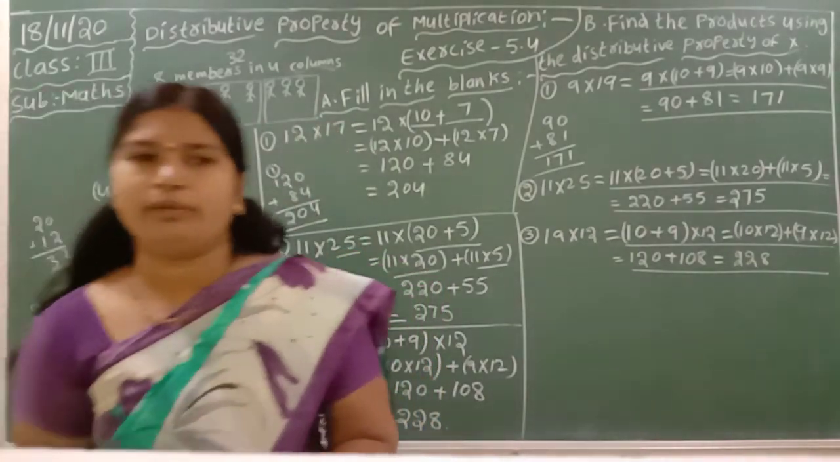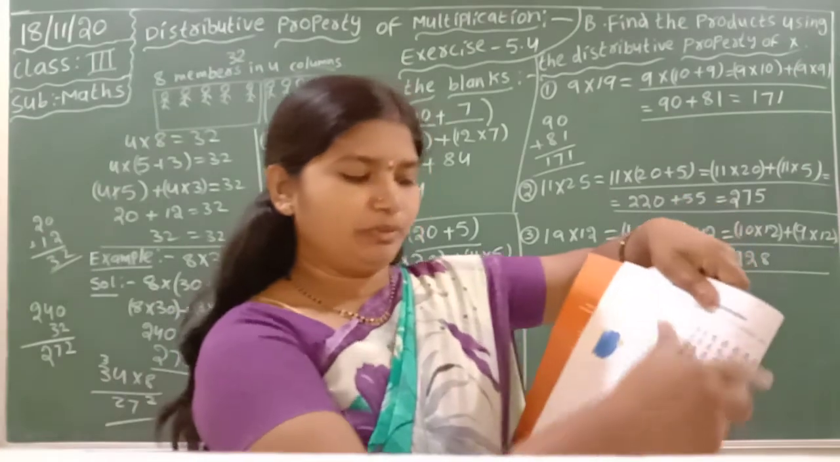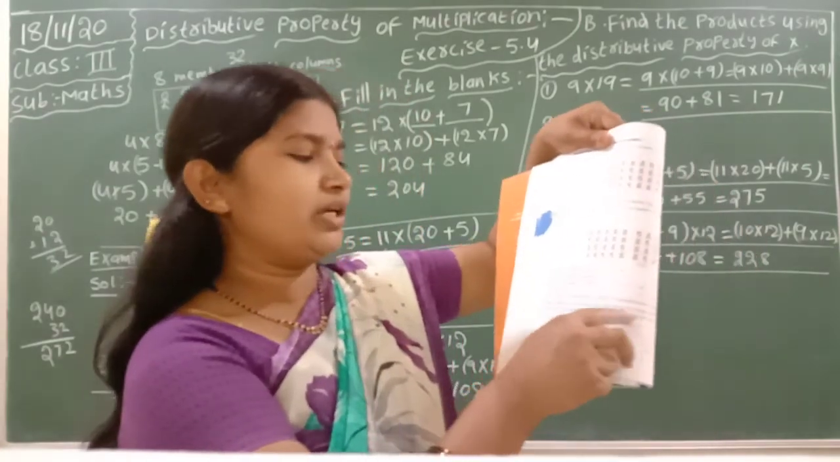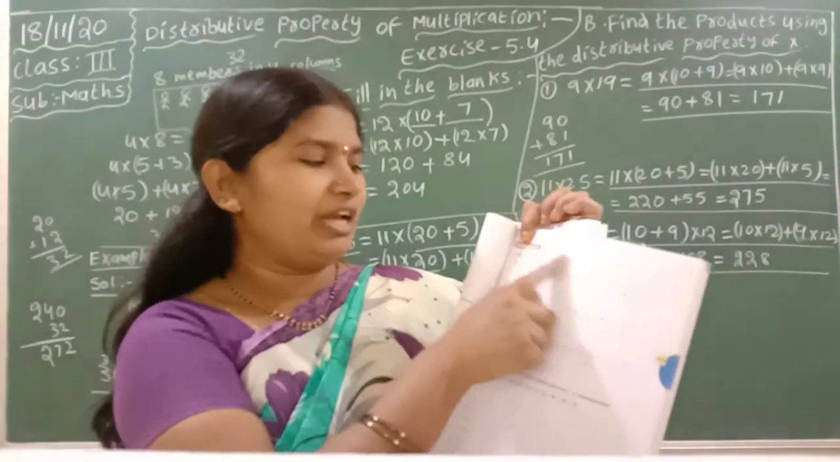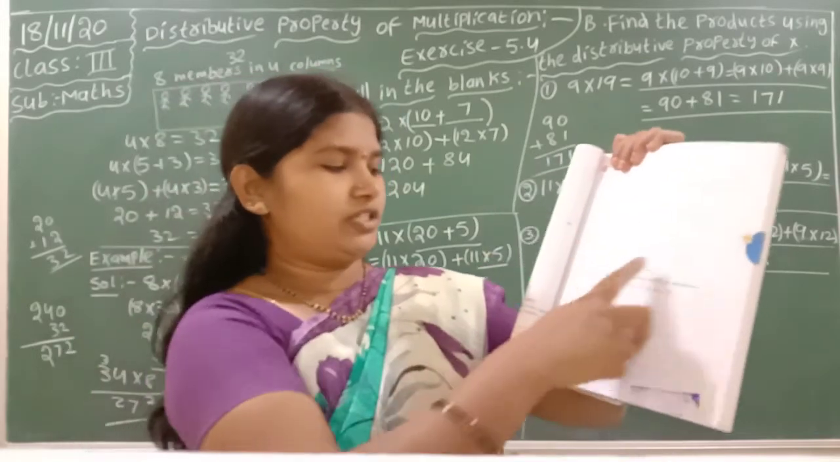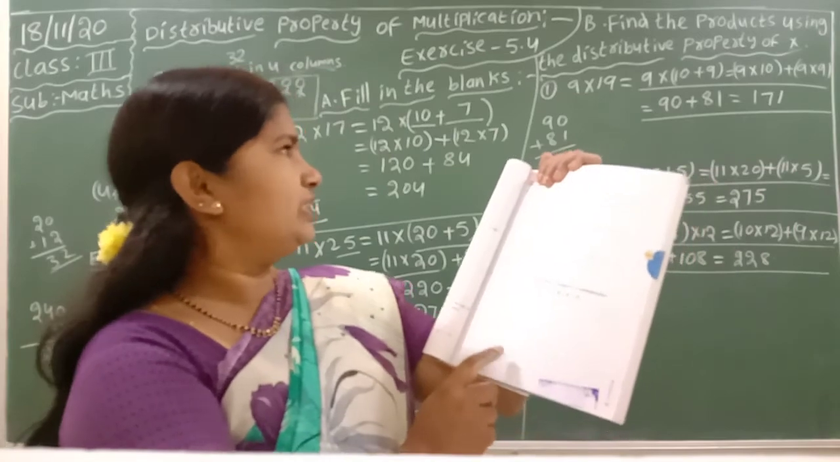Same like this, some more questions are there. See in your textbook page number 57, children. Here the distributive property is there. You have to copy this last line, which is called the distributive property. Next you have to do 5.4 in the textbook only. Here they given dashes. According to this you have to finish this one. Okay children.